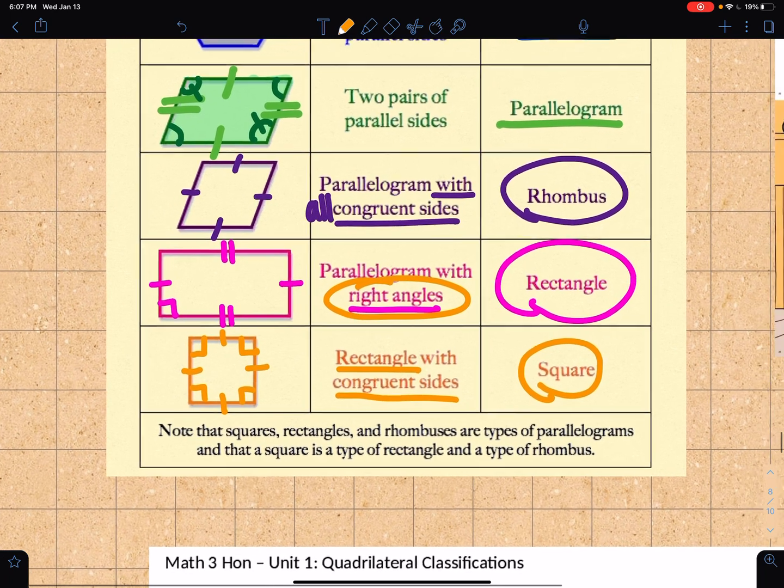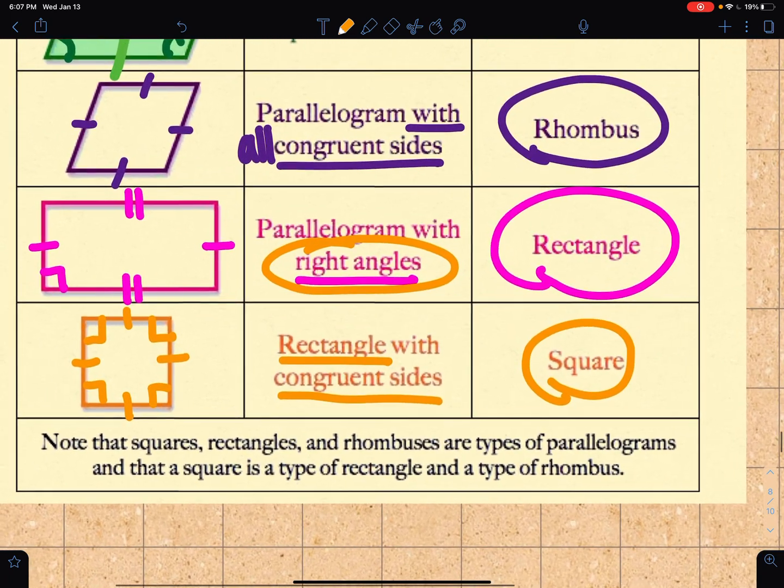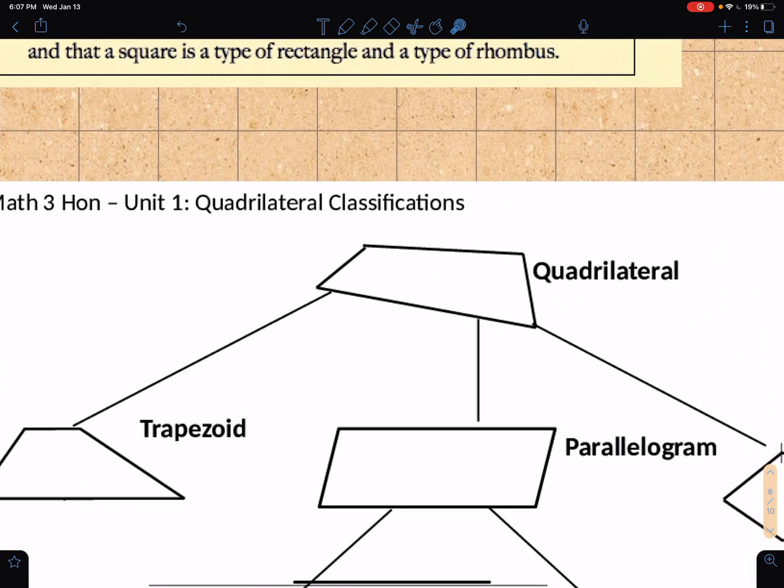So something to remember here because they're going to ask about this. They want you to notice that squares, rectangles, and rhombuses are all types of parallelograms. And that a square is a type of a rectangle. And it's also a type of a rhombus because it's just a rhombus that you stood up. Okay? All right, so that makes it a little tricky.